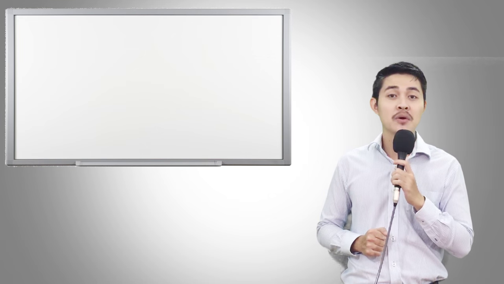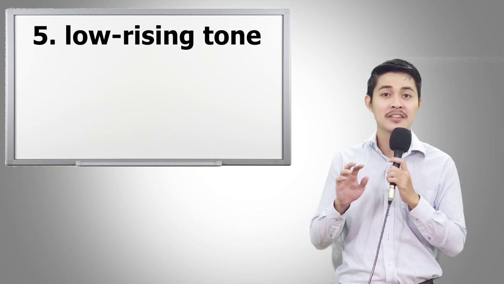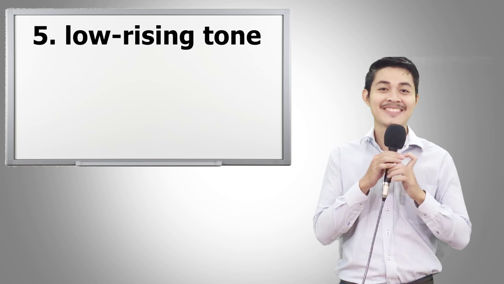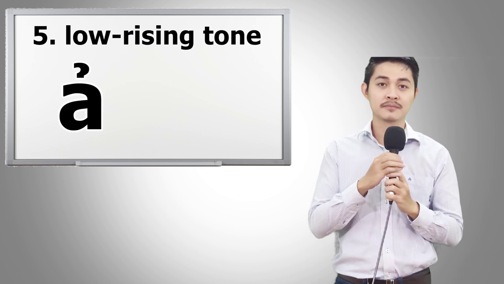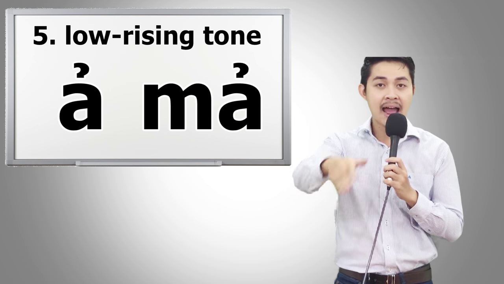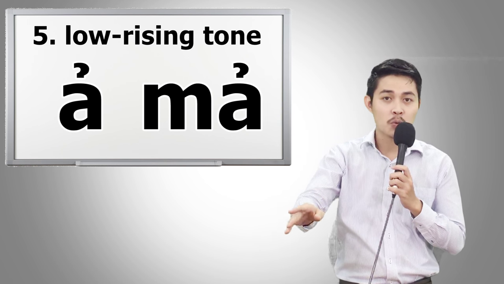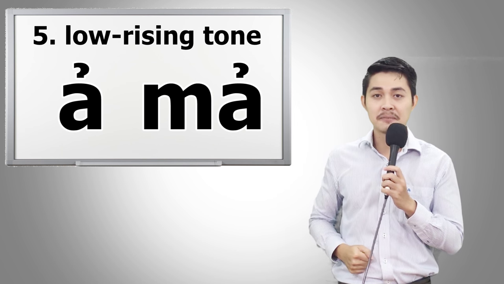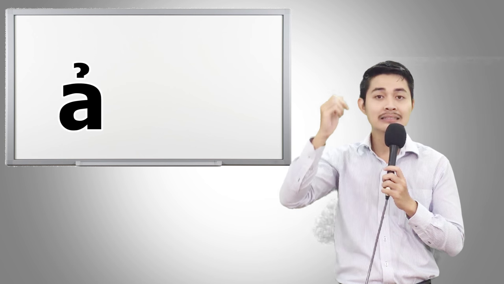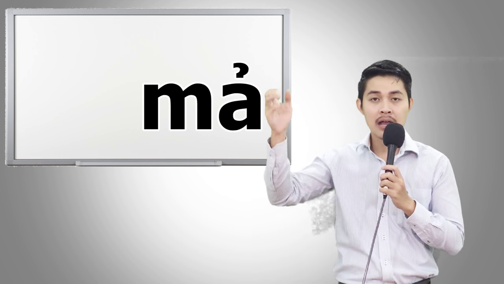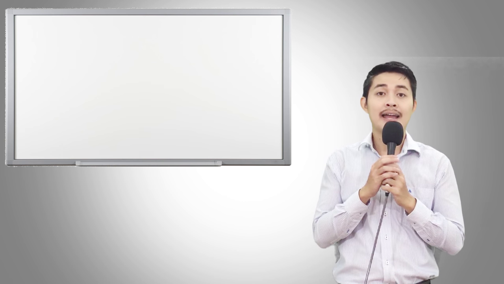The next tone I want to tell you is the low rising tone. In this tone, you combine both lowering your voice and raising your voice. For example, à, à, mà, mà. See, you lower your voice first and then raise your voice. Repeat after me. À, à, mả, mả. Good. Now let's practice in phrases.